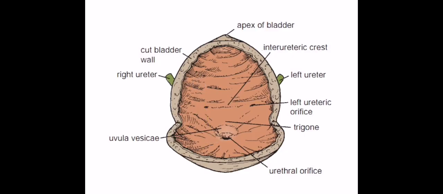Now, about the blood supply of the bladder. The blood supply of the bladder is derived from the superior and inferior vesical arteries, which are branches of the internal iliac arteries. The veins form the vesical venous plexus that drains into the internal iliac veins. Lymphatic drainage goes to the internal and external iliac lymph nodes. The nerve supply of the bladder comes through the inferior hypogastric plexus.